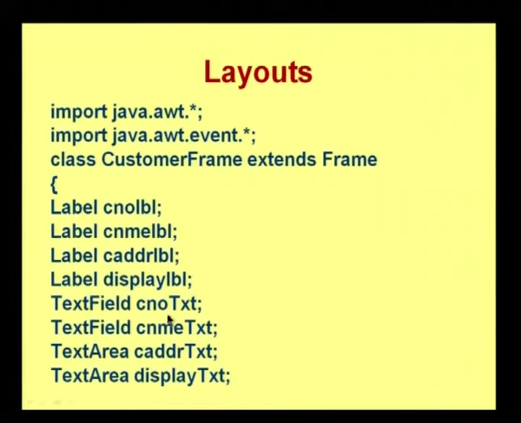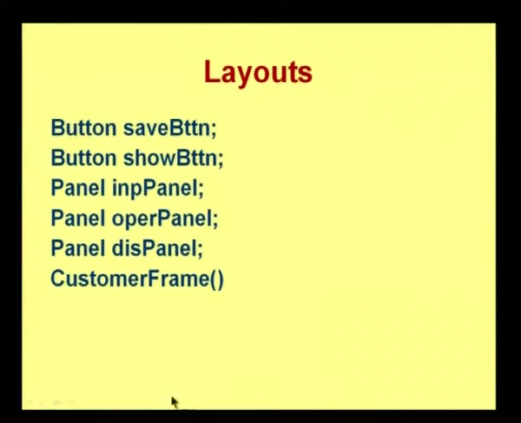For this I have labels, and then again for the same purpose I have text fields also. Next, I have two buttons, save and show button, and then here I have a few panels. One is the input panel, and the other is another panel in which I specify the buttons, all the operation panels, and then another panel called display panel.